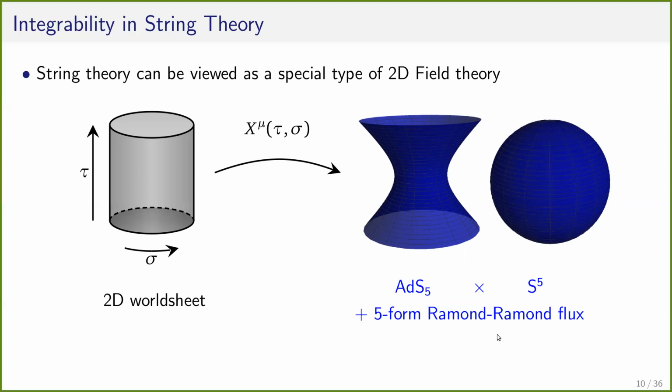Here AdS5 x S5 is supported by a 5-form Ramond-Ramond flux, and this will be such that the full background solves the supergravity equations of motion. And integrability can be traced back to the symmetries of this space-time, so of AdS5 x S5. So let's look more closely at the symmetries of this background.